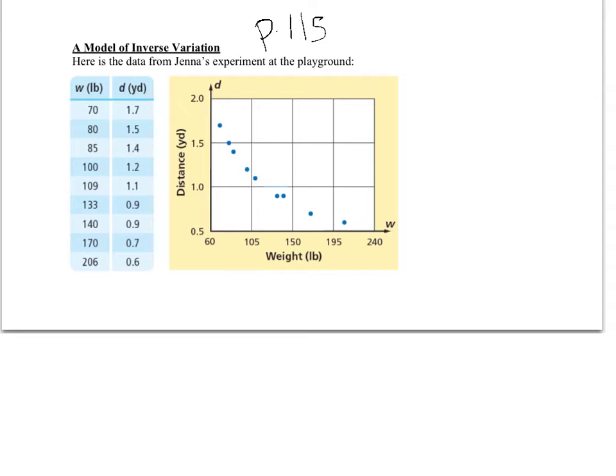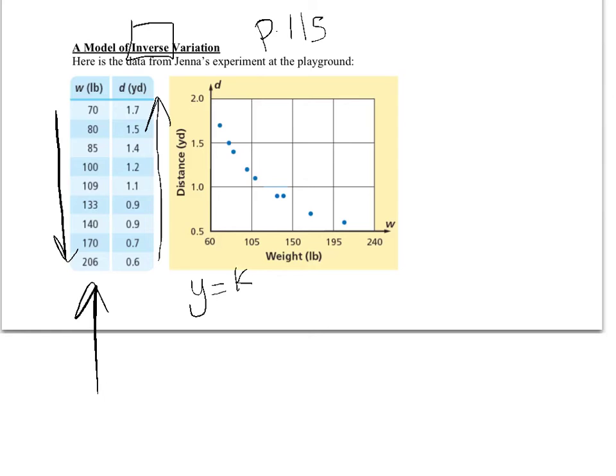So if we have this data here, and we see as weight increases, weight's going up from 70 to 206, our distance is decreasing. It's going from 1.7 yards down to 0.6 yards. So we can see it's definitely an inverse variation relationship. Now, how do we know? Because if we have our graph of our data, how do we know whether it is going to be y equals k over x or y equals k over x squared? How can you tell the graphs apart?